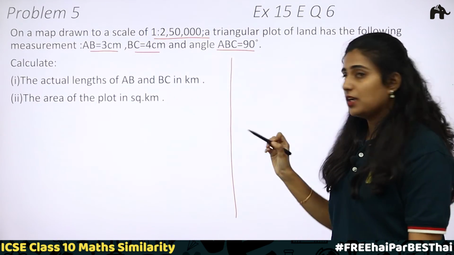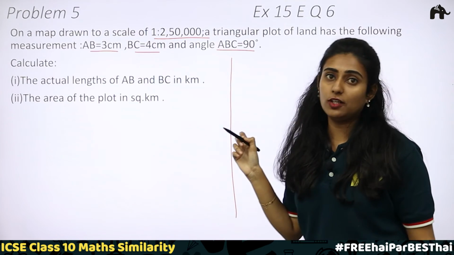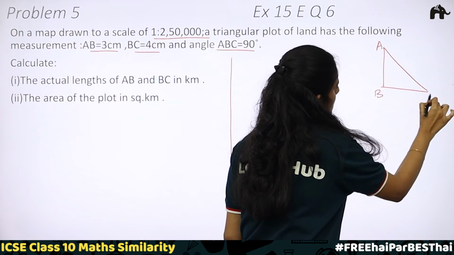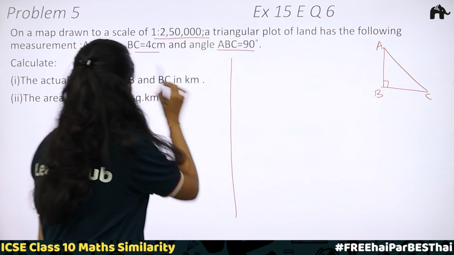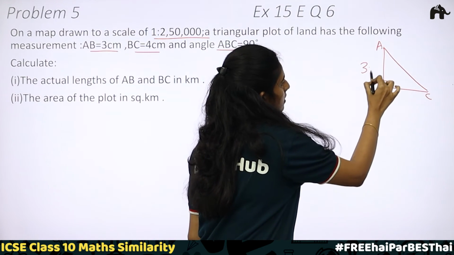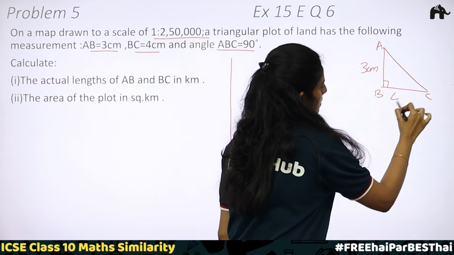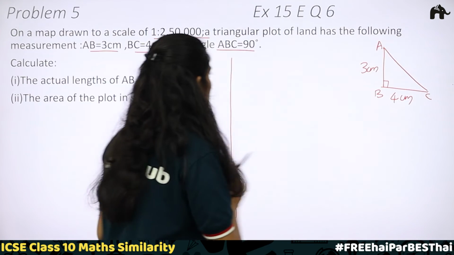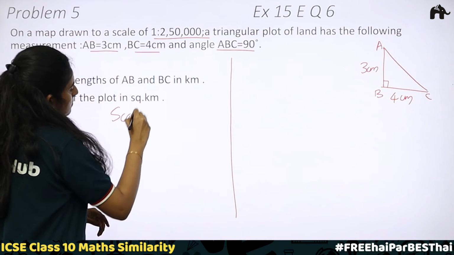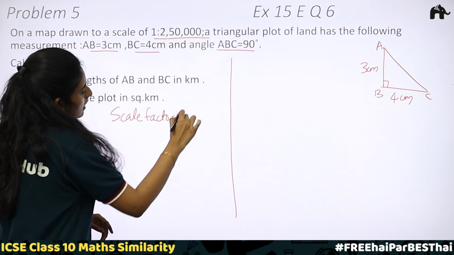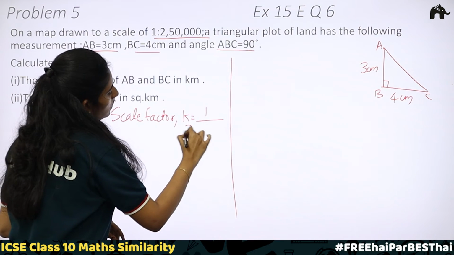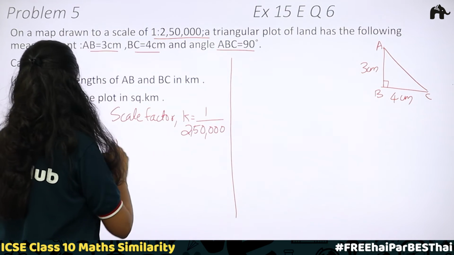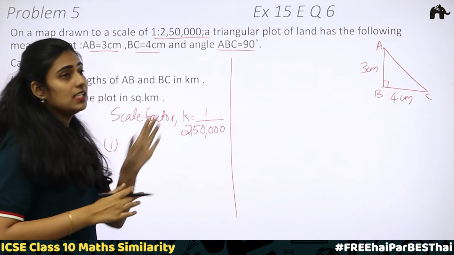Here we have a triangular plot and it is given that angle ABC is equal to 90 degree, which means it is a right triangle. ABC, this is 90 degree. Length AB is equal to 3 cm and BC is equal to 4 cm. Now, given that the scale factor K is equal to 1 by 250,000. In the first part we need to find the actual lengths of AB and BC in kilometers.